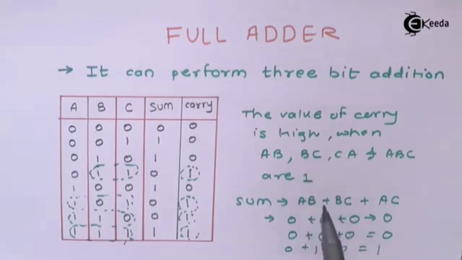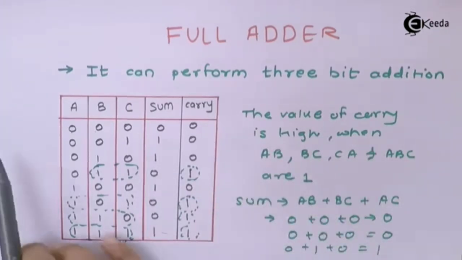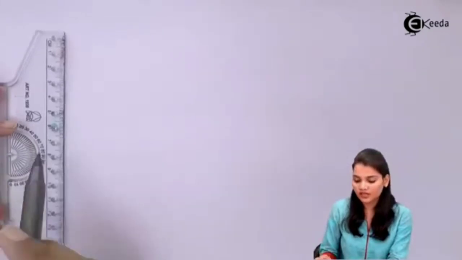Similarly for the carry, AB, BC, and AC are 1 when the carry is high. So this condition is also satisfying for all the equations. So right now it is clear that from this equation we can construct the circuit for the sum, and from this condition, we can construct the circuit for carry. So let's construct this. Now we are going to see how the circuit is constructed.